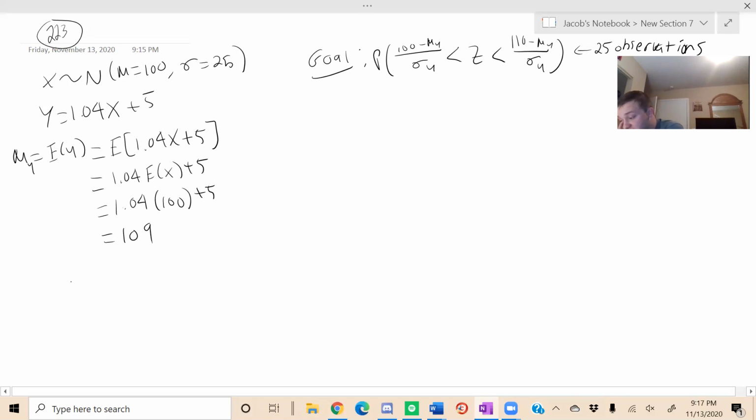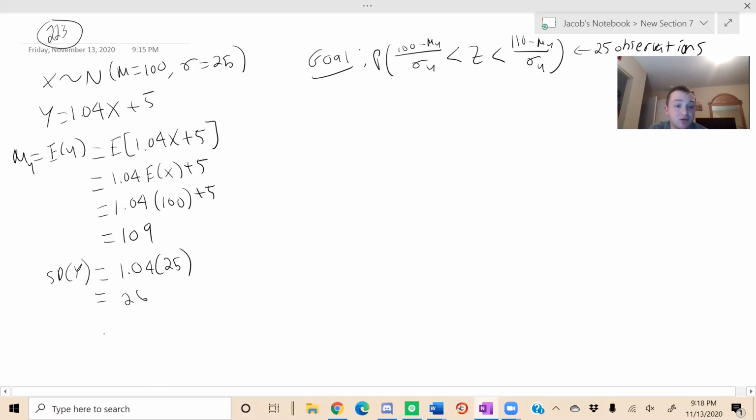So for the standard deviation of Y, we know that anytime you're dealing with standard deviation or variance, the variance and standard deviation of a constant is 0. So we don't have to worry about this 5. So we have the standard deviation of Y equals 1.04 times 25. So this is 26.